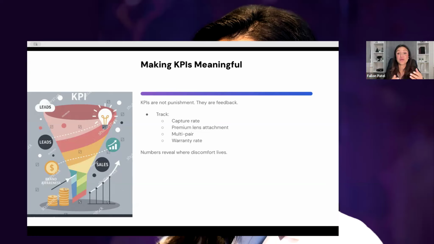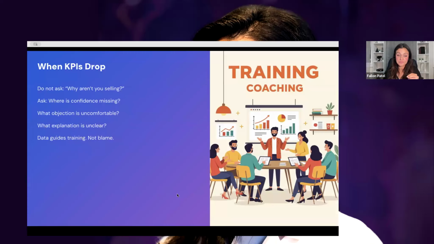And so that's why it's really important to track, right? So we have certain KPIs. You can have capture rates, premium lens attachment rates, a multi-pair KPI, a warranty KPI. Numbers will reveal where that discomfort lies. Once you start tracking, I guarantee you've heard this before, it only gets better, but you need to track. If you're not tracking any numbers and you're not looking at them every day, you don't know where you're going. So really, really important to track.